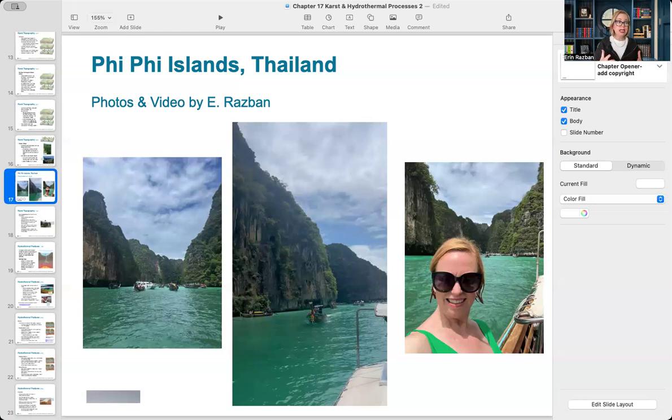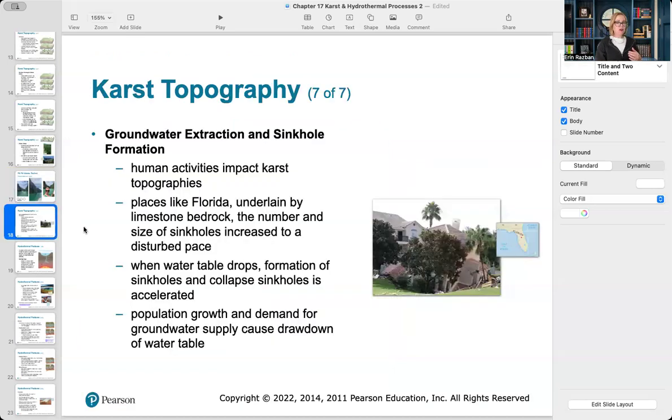These towering cliffs are just gorgeous and beautiful, and they contain these caves because the groundwater has percolated. Now, this is a more advanced stage of karst topography than what we might see domestically, such as in Florida, okay? So let's move on.